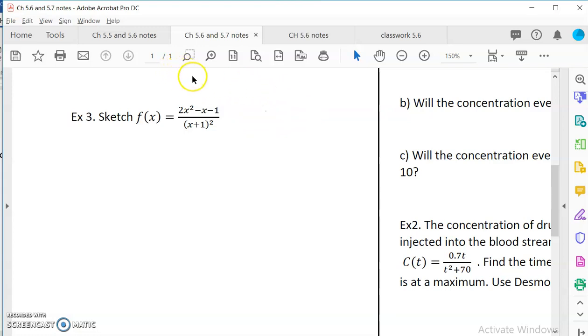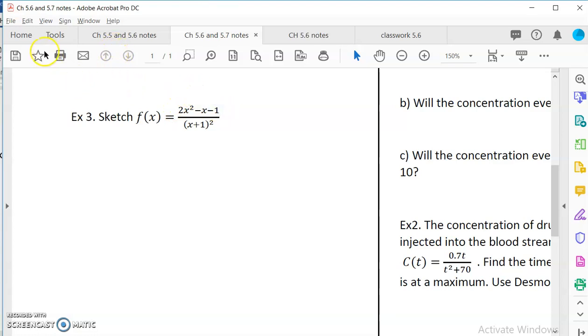To sketch a rational function, there are a few things you need to find out: x-intercept, y-intercept, vertical asymptote, all those things. We're just going to go through them and then find out what happens when x approaches the vertical asymptote, so we can find out what it looks like.